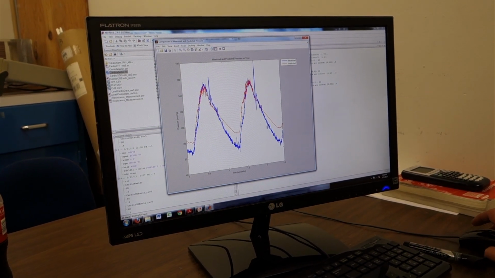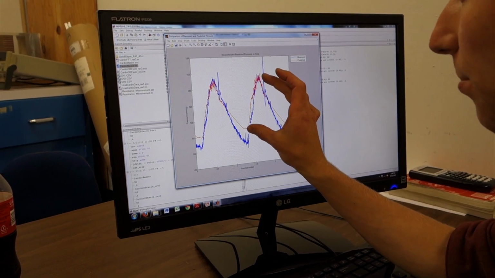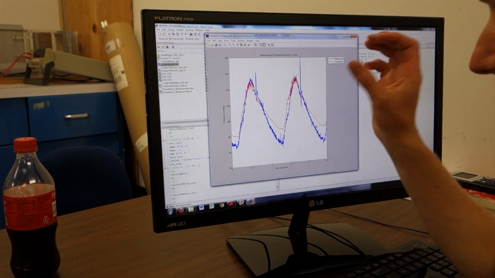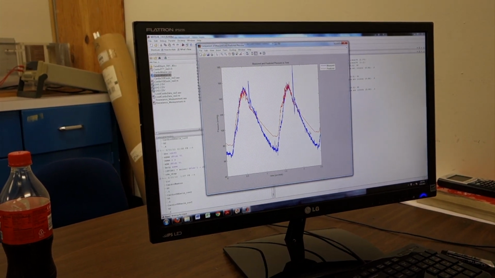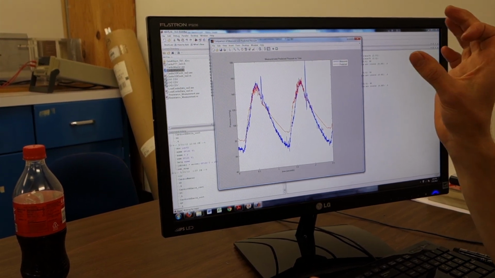And what else do we notice? We notice that the amplitude of our pressure, the predicted pressure, is lower than the experimental amplitude. And this is also a good question to ask and a good thing to think about. So what can we change to affect the amplitude of our output signal?